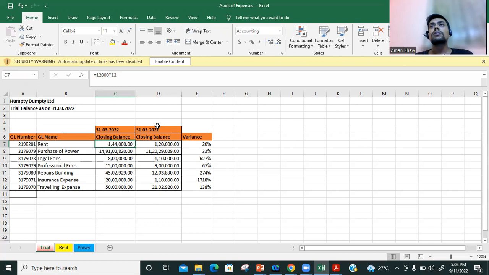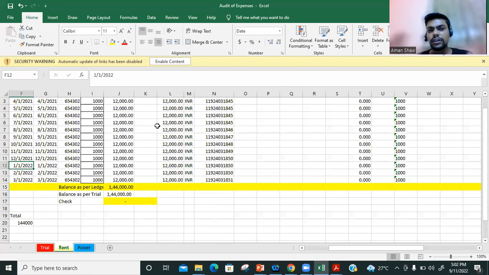So it is very important that when you are doing the audit, you trace it with the ledger. So first thing, we trace it with the ledger. I've just tried to create a ledger, and this is the ledger which is showing a balance of 1,44,000. So what is the first check you as an auditor would perform?